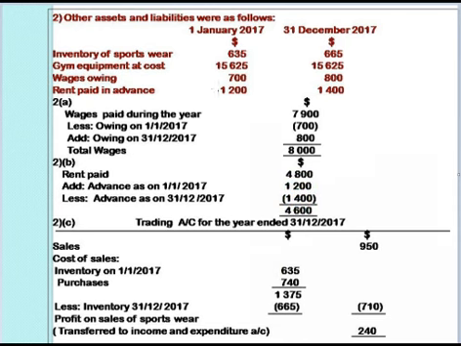Then apart from that, what else is given? Inventory is given. Sometimes the clubs and societies take up additional activity.